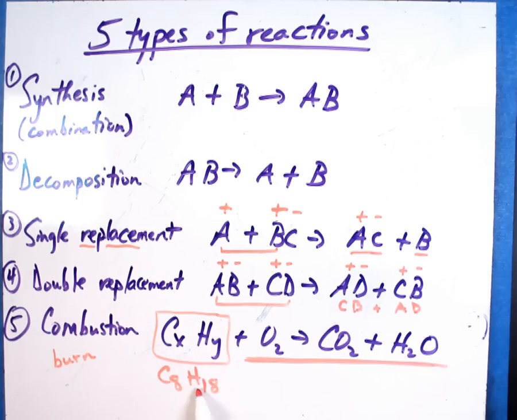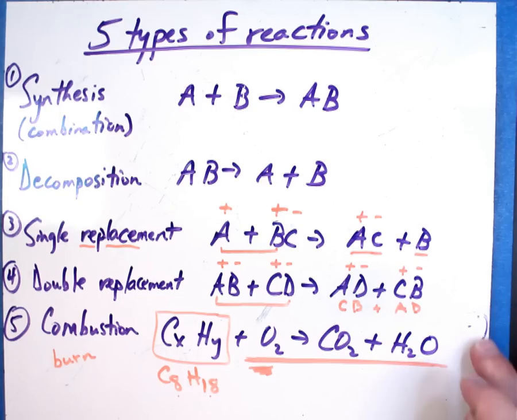Now look how this matches what's in the box. C to the X, H to the Y, which means C to some number, H to another number. There they are. Plus oxygen. Well, for something to burn, a fire must have oxygen every time. So every time in a combustion reaction, you're always going to have oxygen. When it finishes burning, or while it's burning, you're going to be giving off carbon dioxide and water.